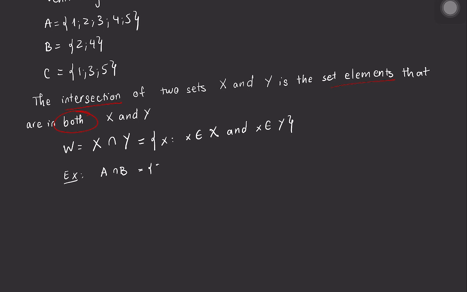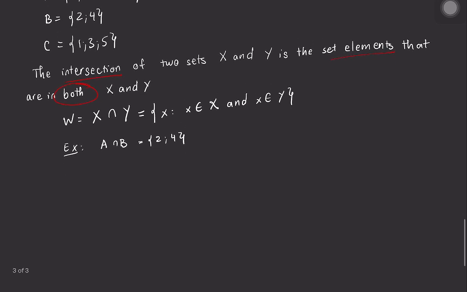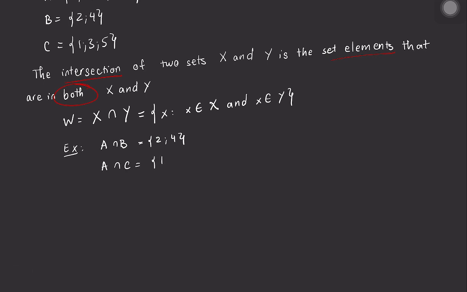So that's the intersection. In our example here, A intersect B equals 2, 4, right? And A intersect C equals 1, 3, 5. But B intersect C equals the empty set.